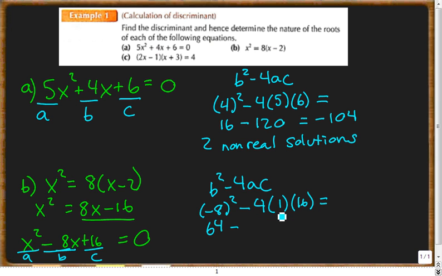And we got 4 times 1 is 4. 4 times 16 is 64. And we are left with 0. Well, a discriminant of 0, what that means is that we're going to have one real solution.